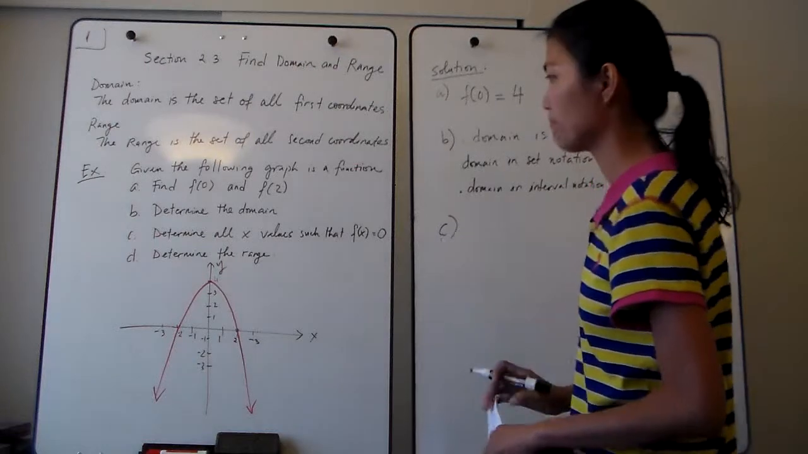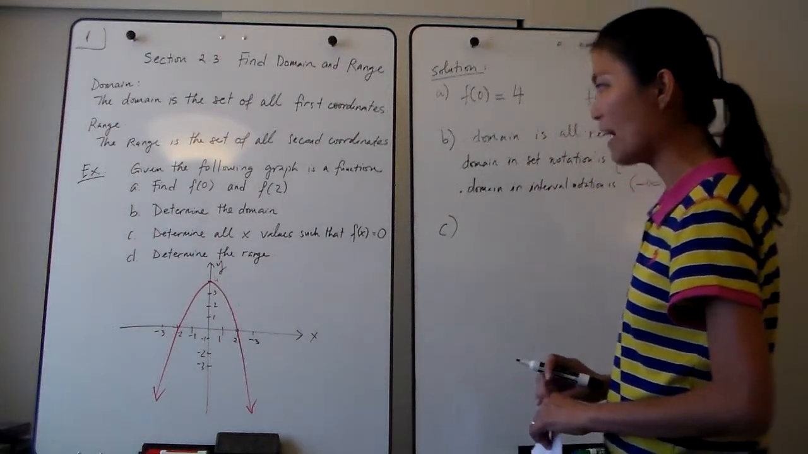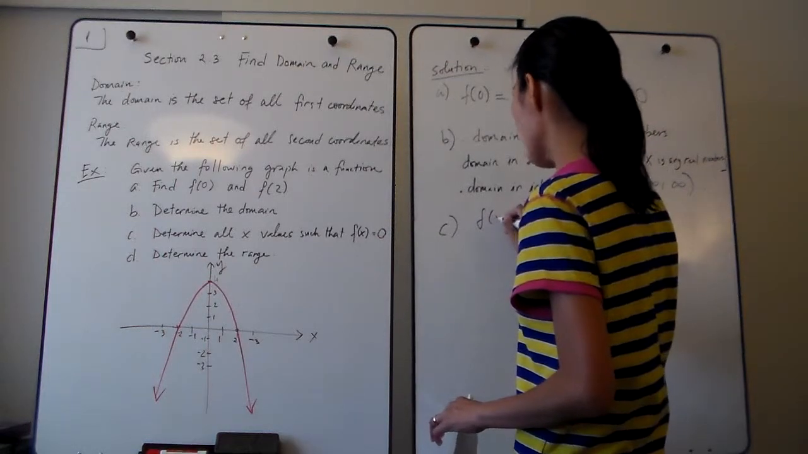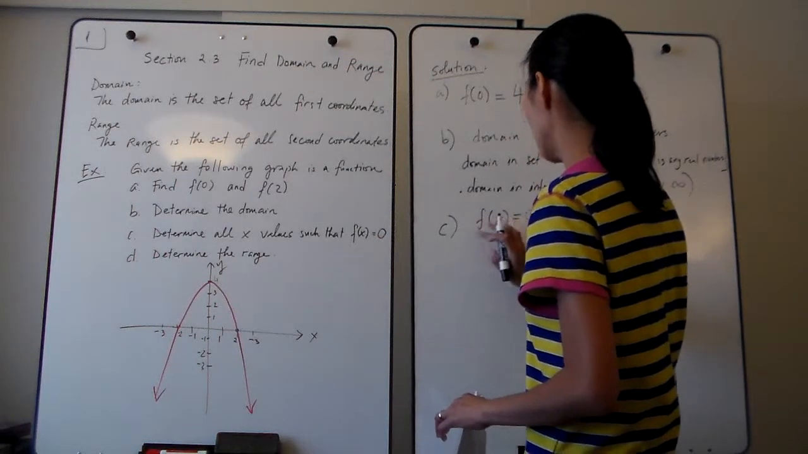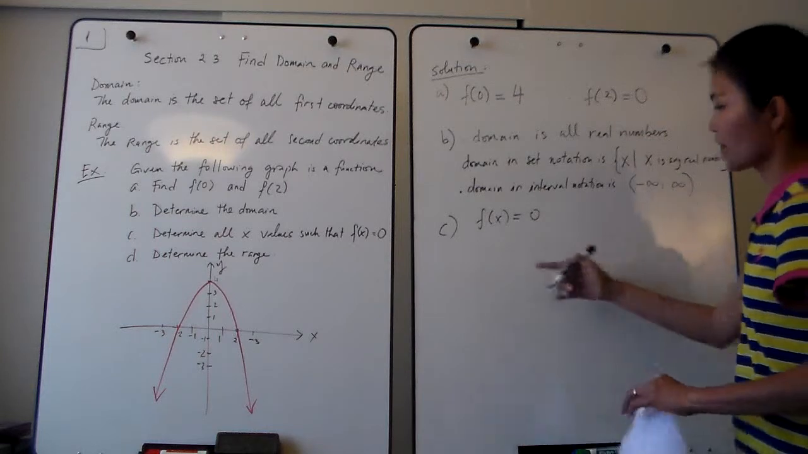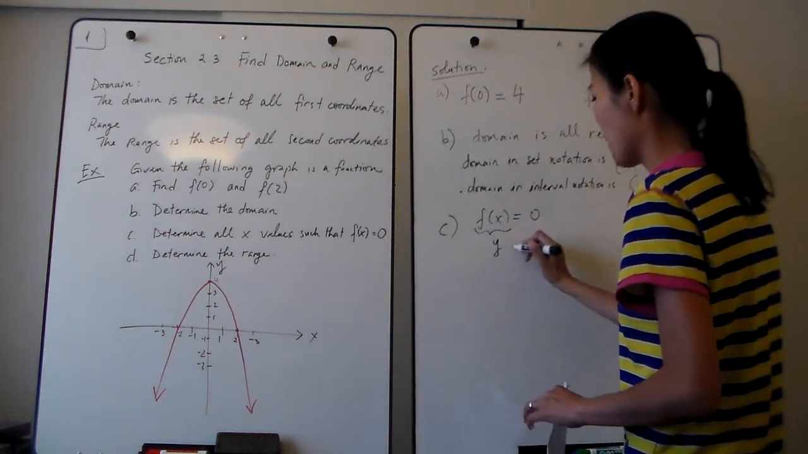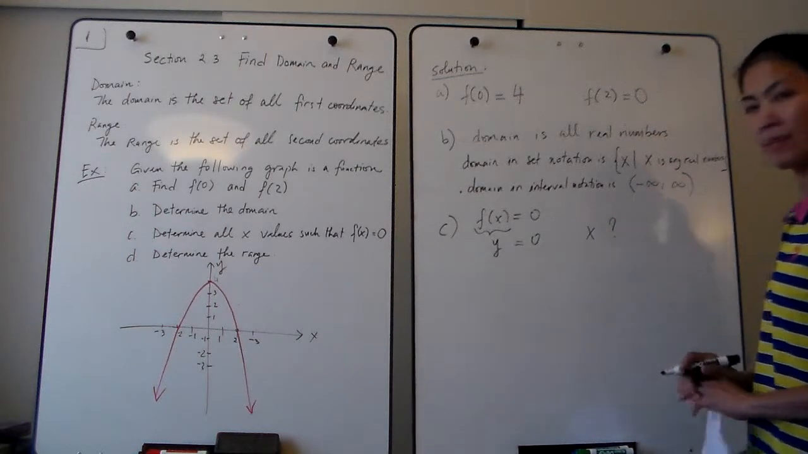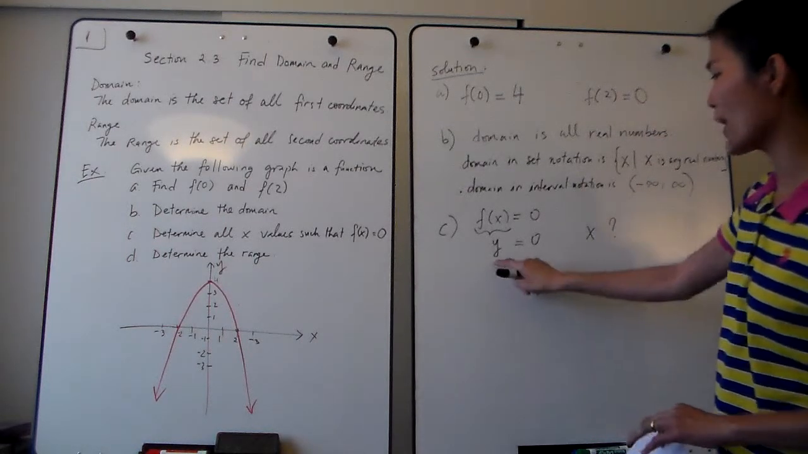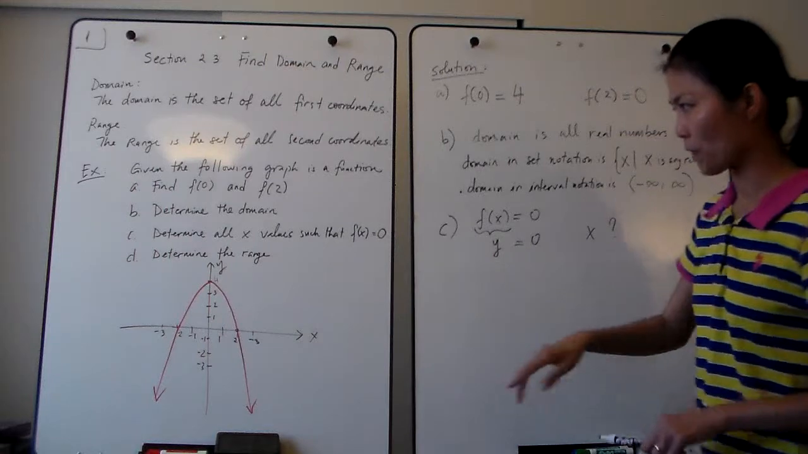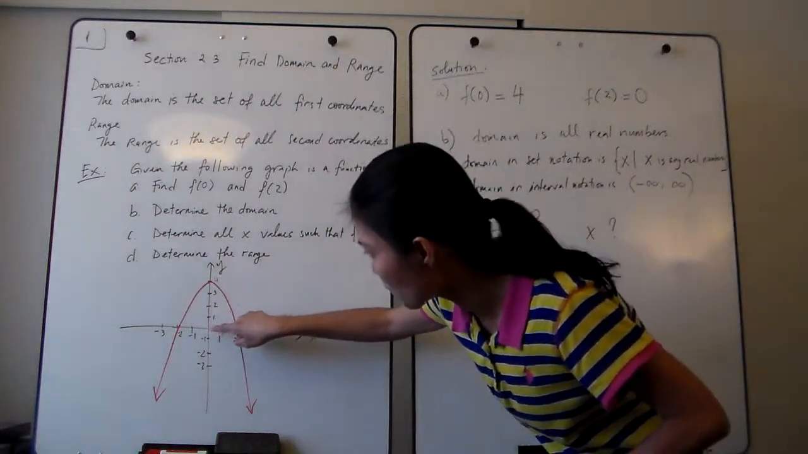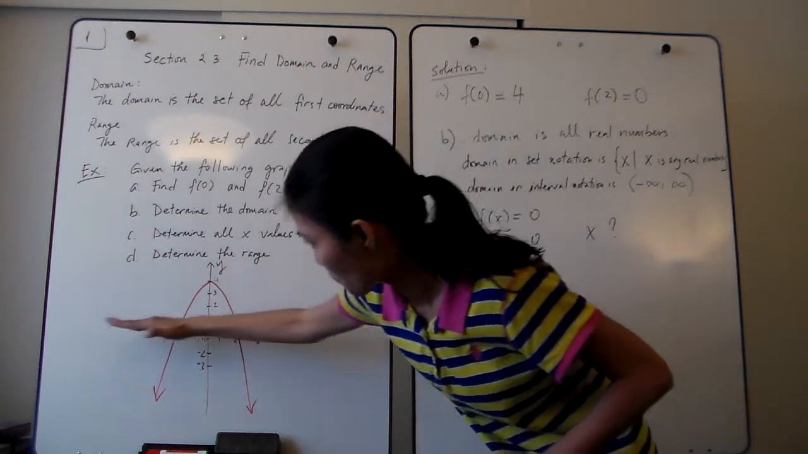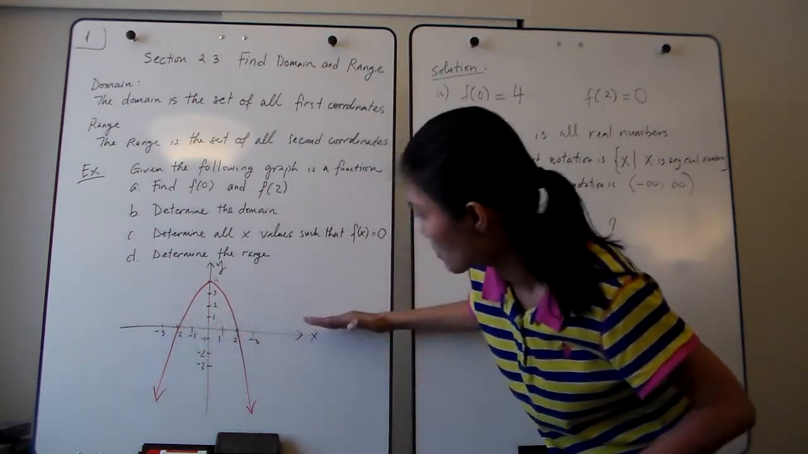So part C, determine all x values such that f of x equals 0. So f of x equals 0. This f of x is equivalent to y, right? So we know y equals 0. What is x? That's the question. Now look at where y equals 0. y equals 0 is here, right? It's actually on the x-axis. y equals 0 is right here, at this level.